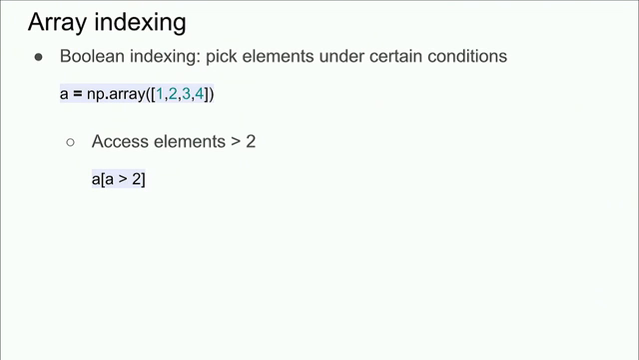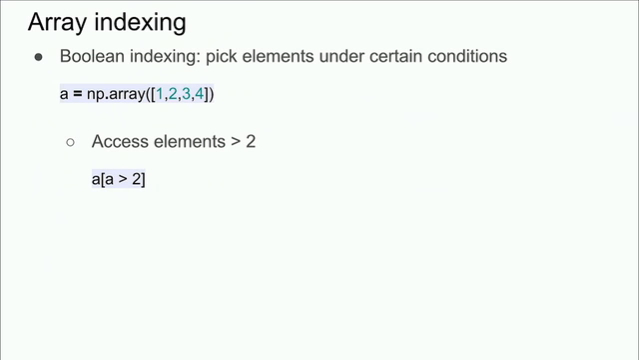So in the last slides, we discussed doing array indexing using integers. Basically, you are specifying the index of columns and rows, and you access the specific entries. Another slightly more advanced way is using Boolean indexing. So what does Boolean indexing do? It gives you a flexible way to pick elements under certain conditions.